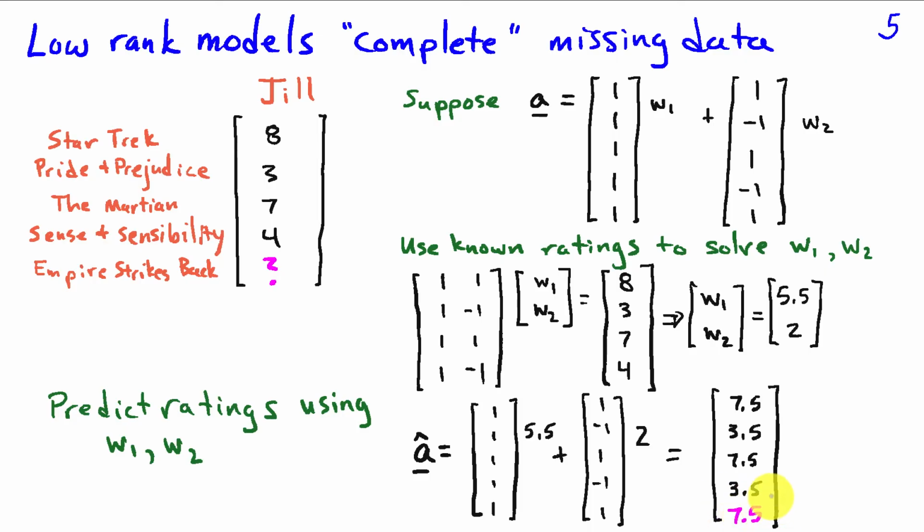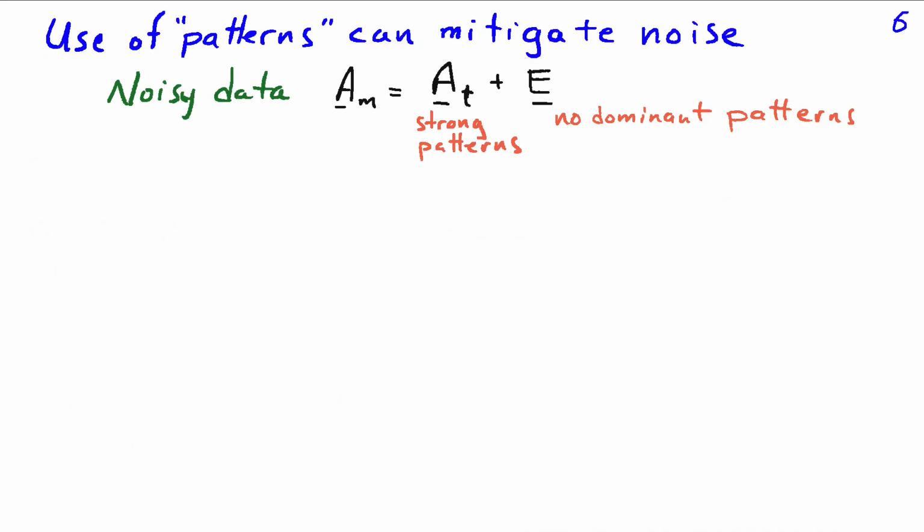Now, you'll note in this case, each of these categories has just been replaced by the average rating for their category in this prediction. And that's because we used only 2 taste profiles or basis vectors to represent these ratings. In general, if one had a more complex problem with a lot more data, you would end up with more diversity in your ratings. Now, another benefit of this low-rank approximation is that by relying on the dominant patterns, we can mitigate the impact of noise.